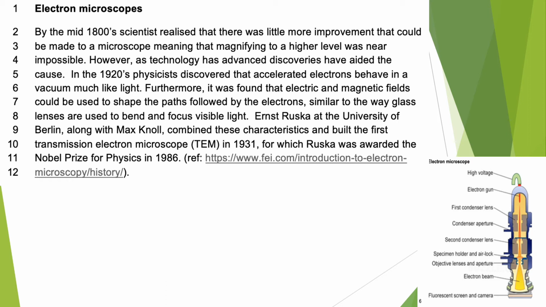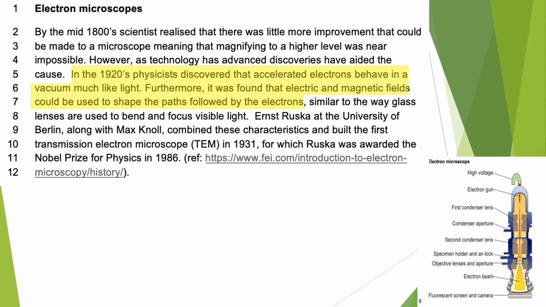By the mid 1800s, scientists realized that there was little more improvement that could be made to a microscope, meaning that magnifying to a higher level was near impossible. However, as technology has advanced, discoveries have aided the cause. In the 1920s, physicists discovered that accelerated electrons behave in a vacuum much like light. Furthermore, it was found that electric and magnetic fields could be used to shape the paths followed by the electrons.